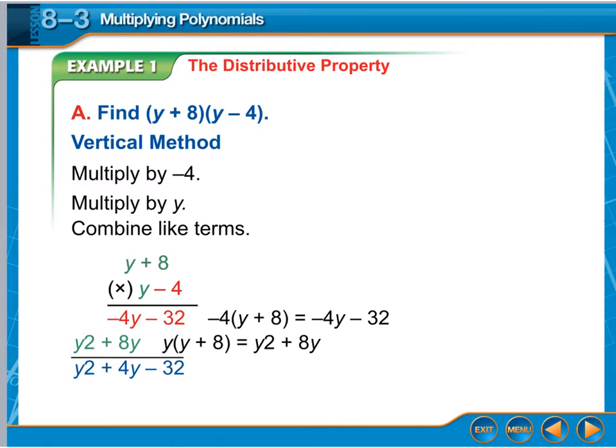All right, so the vertical method is the way I learned. My teacher didn't even show us FOIL. When I got to college, I learned about FOIL, and I wondered why we were cooking in math class, because that's where you use aluminum foil in the kitchen.